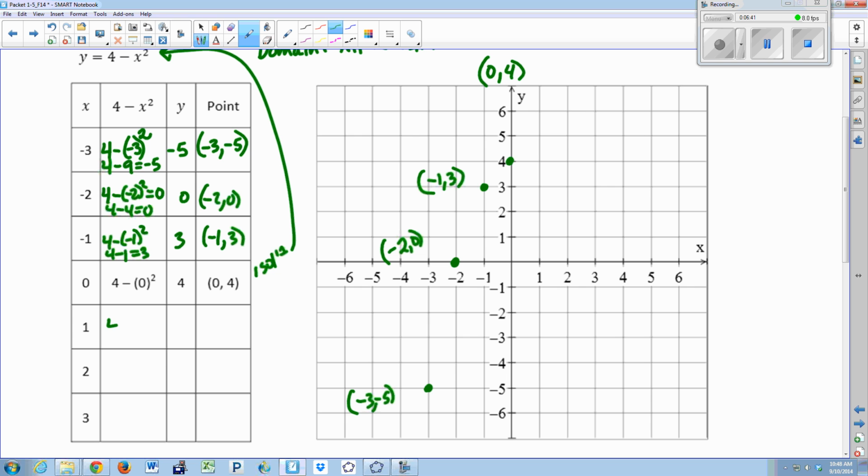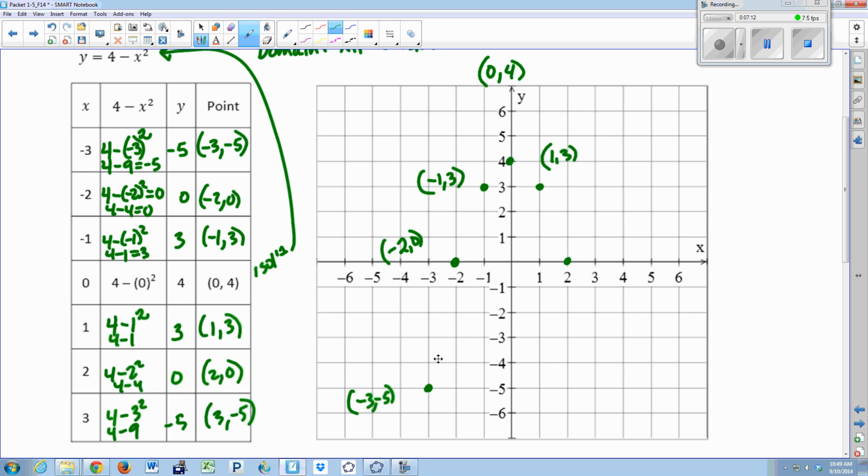Okay, so when x is 1, let's get that point. 4 minus 1 squared is 4 take away 1. That gives me 3 as well. So I have the point 1, 3. There we go, 1, 3. And 4 take away 2 squared is 4 take away 4, which is also 0. So I'm at the point 2, 0. And then finally, I have 4 take away 3 squared, which is 4 take away 9, which is -5. And that's 3, -5.